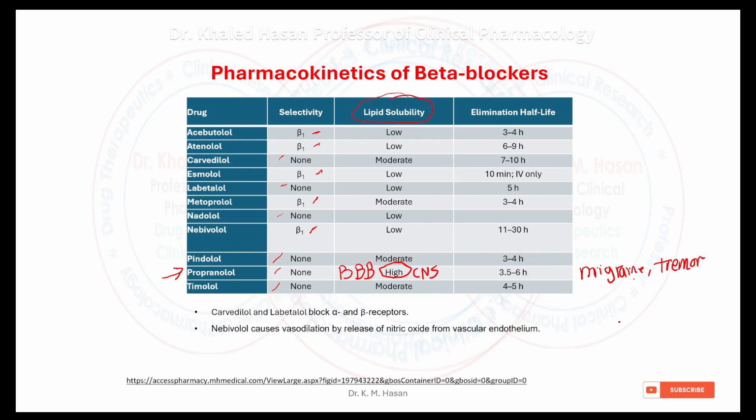Okay, migraine and tremor here. So for central nervous system, number one. Moving to another one here, we have nadolol.